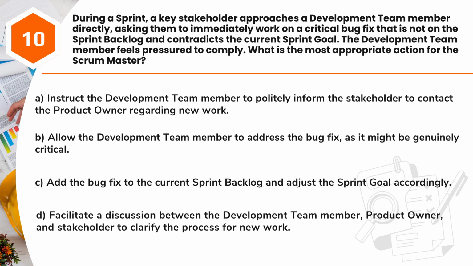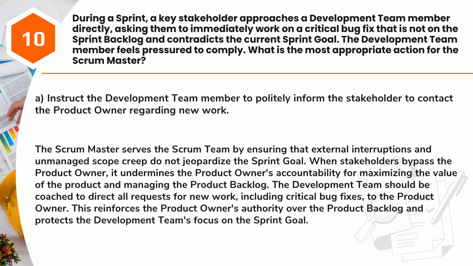A. Instruct the development team member to politely inform the stakeholder to contact the product owner regarding new work. B. Allow the development team member to address the bug fix, as it might be genuinely critical. C. Add the bug fix to the current sprint backlog and adjust the sprint goal accordingly. D. Facilitate a discussion between the development team member, product owner, and stakeholder to clarify the process for new work.